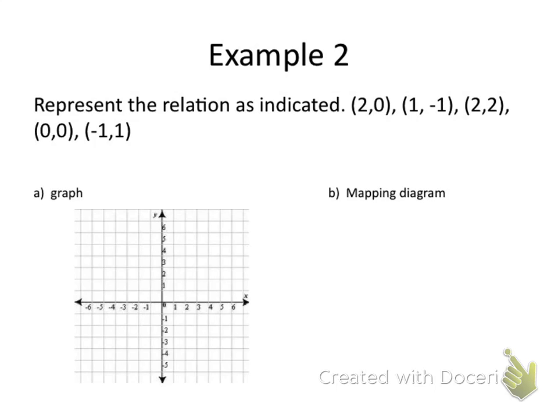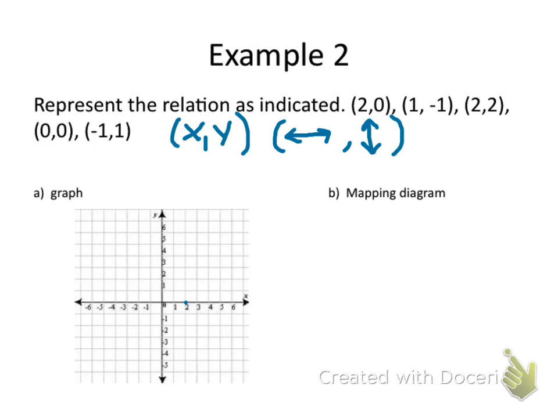In example 2, we want to represent this relation as indicated. We first want to graph it, and then we want to do a mapping diagram. So the graphing part is easy because it's on the coordinate plane, and remember that these ordered pairs are in x, comma, y order. So they'll go left to right first, then up and down before you put down your pencil. So if you start at the origin always and go to a +2, 0, we'll see how well this does on the graph.